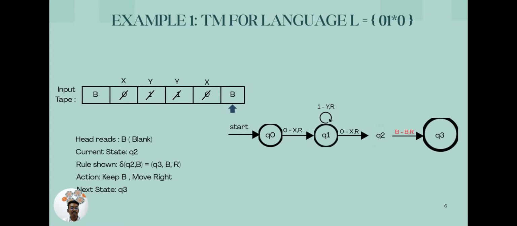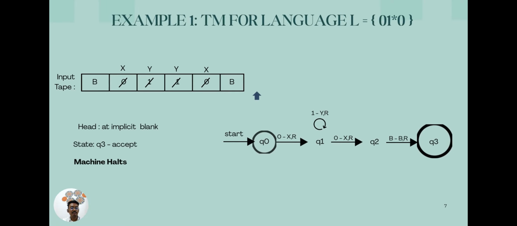The machine is now in state Q2 and the head reads a blank symbol B. When the machine is in state Q2 and reads blank, it keeps the blank, moves right and goes to state Q3. State Q3 is the accept state. Since the machine has reached state Q3, it halts and accepts the input. So the string 0 1 1 0 is accepted and it belongs to the language L.